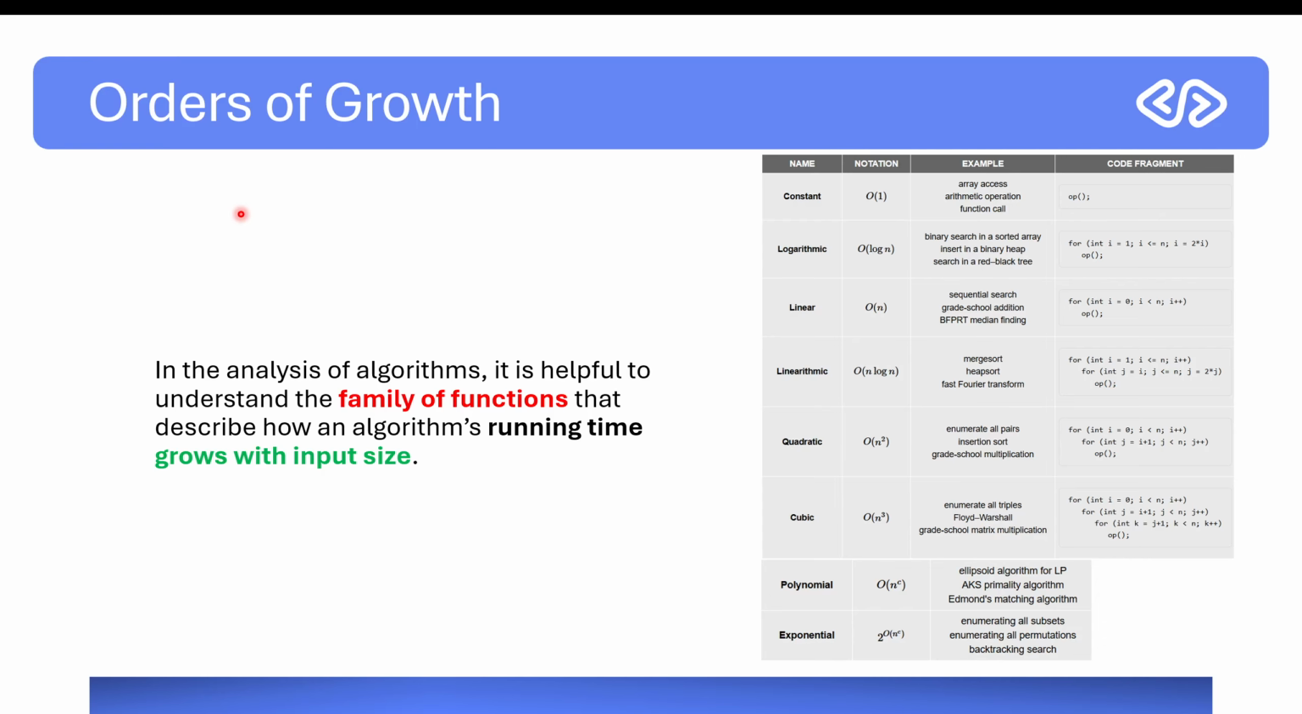Right, so this is going to be a lot of high level stuff. I'm just going to skim over to give you an overview. Okay, so again, orders of growth. This is just understanding the family of functions your algorithm's running time is and how it grows with input size. So essentially, all you need to know for this is how to compare different orders of growth, or what they are essentially.